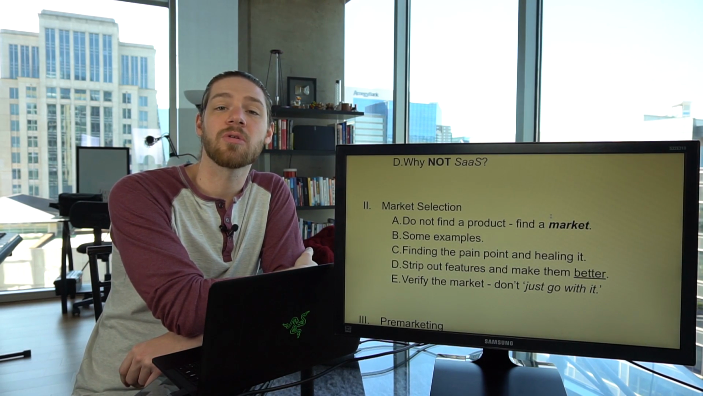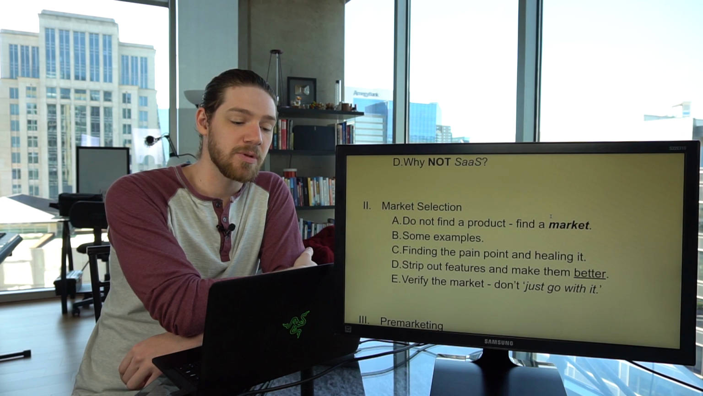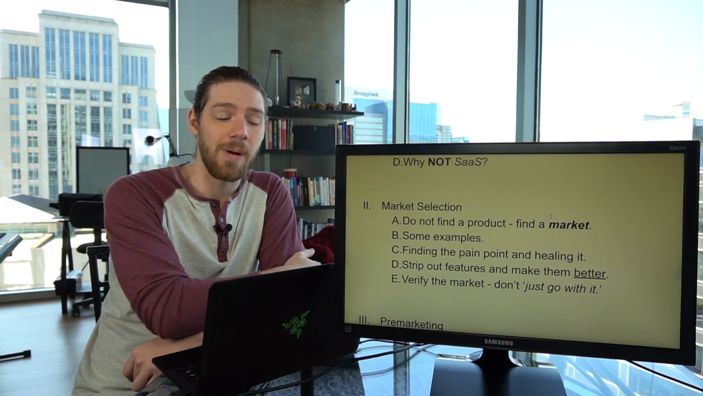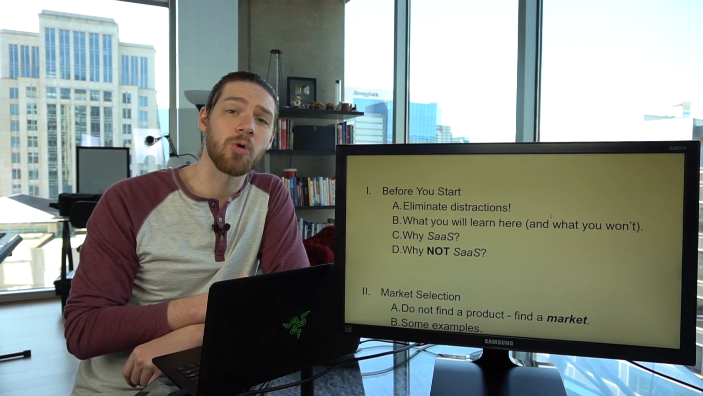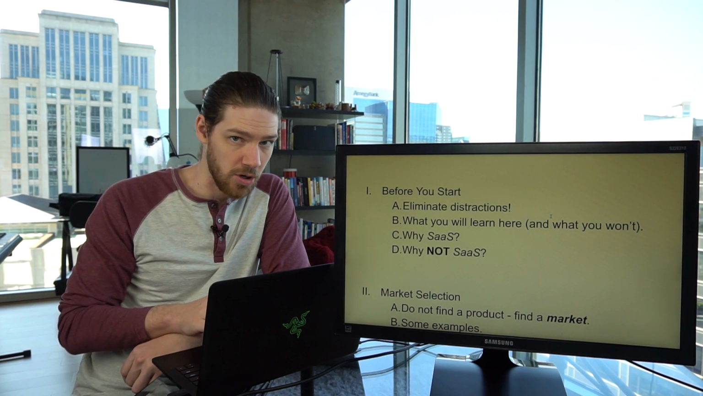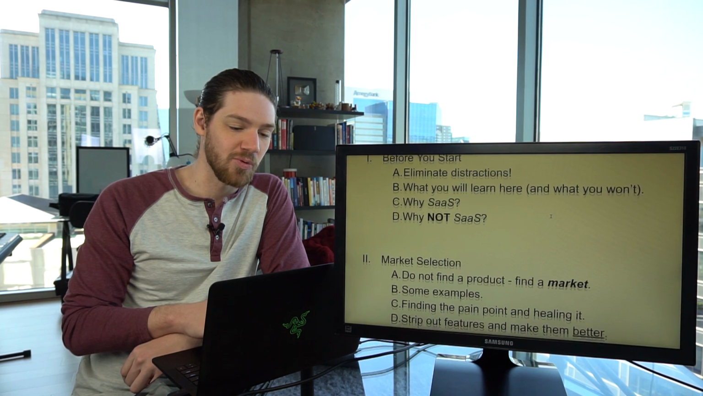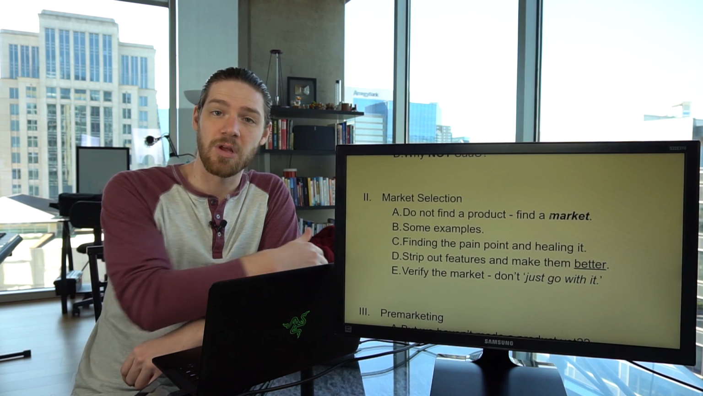Welcome back to this series on how to make a software as a service. What we're going to be talking about today is market selection. If you haven't watched the first video, go back and watch it. It's the basics, the kind of stuff you need to know before you even start working on a SaaS at all. Make sure that you understand that stuff before we move into this next video.